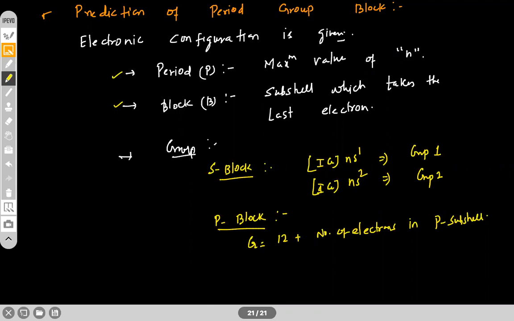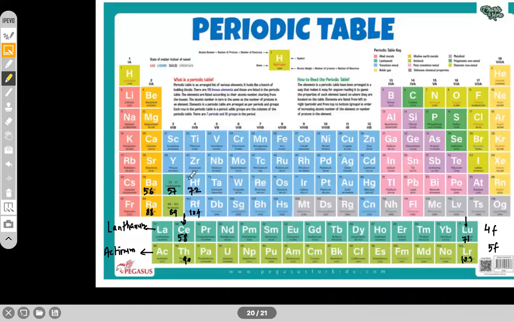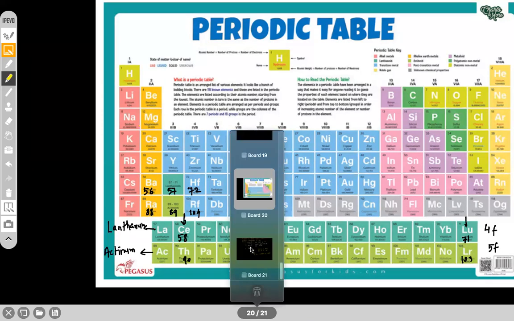Why 12? Because you see, if it is 3P1, right? So 3P1 is this one. 3S2, 3P1 is aluminium. So we have 10 electrons here plus 2. So this 10 plus 2, 12, you have to add. Means in this 3P1, 1 plus this 12, then it comes to be 13. That's why we have that formula: 12 plus the number of electrons in the outermost P subshell. We'll do some examples, you will get it.